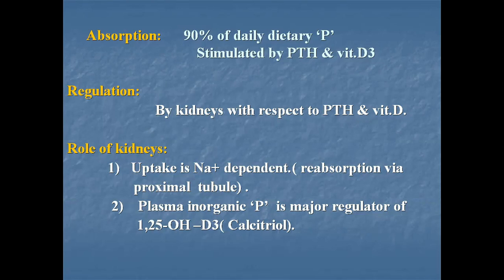Plasma inorganic phosphorus is a major regulator of 1,25 dihydroxy vitamin D3, calcitriol. Increased activity of calcitriol causes increased phosphate absorption, and decreased activity of calcitriol causes decreased phosphate absorption, that is, a directly proportional effect.